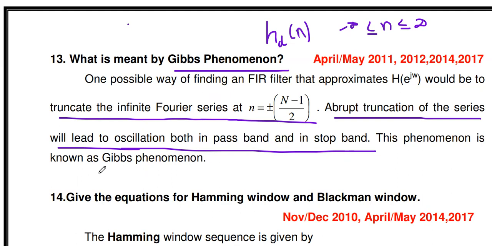In order to avoid this Gibbs phenomenon, this oscillation, we move to the second method, called the windowing technique. Instead of truncating hd of n abruptly, we multiply hd of n with a windowing function in order to get h of n. So this Gibbs phenomenon is avoided in the windowing technique. It happened in the Fourier series method of designing FIR filter because of the abrupt truncation of hd of n.